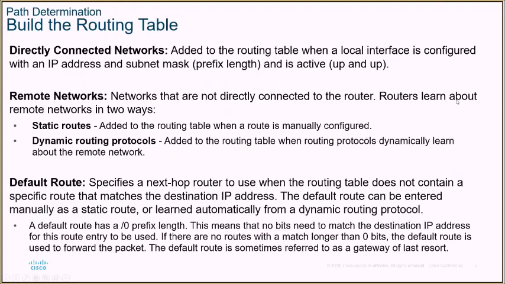All right, so how do we build a routing table? The three major types of routes that we have in a routing table are directly connected networks. They're added to the routing table when a local interface is configured with an IP address and subnet mask and is active. In other words, its status is up. And so they will be added automatically as soon as that interface is working.